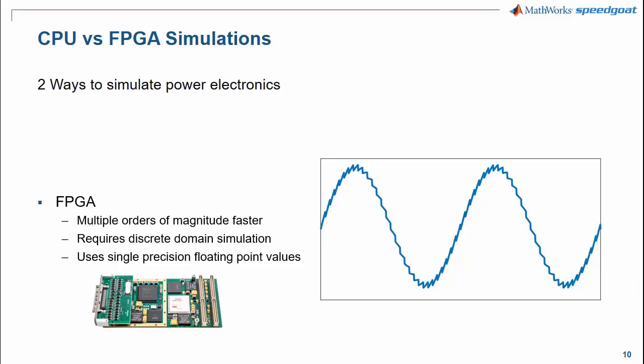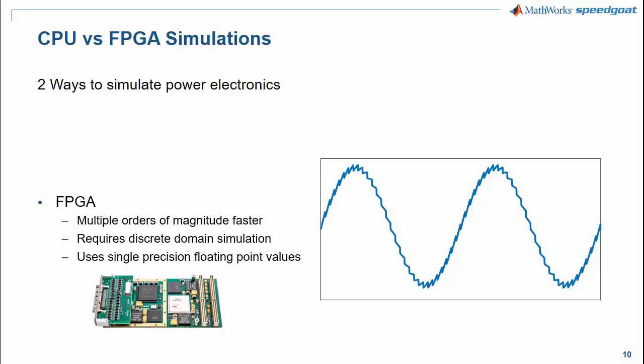Some of the disadvantages are that an FPGA is going to cost more. You're going to need to convert your model to discrete time for this, and you're going to typically be limited to single precision floating point values. But that's actually a huge improvement from where things used to be, because you didn't used to be able to use any floating point values when doing an FPGA design. So it's significantly easier now to take your models to the FPGA.